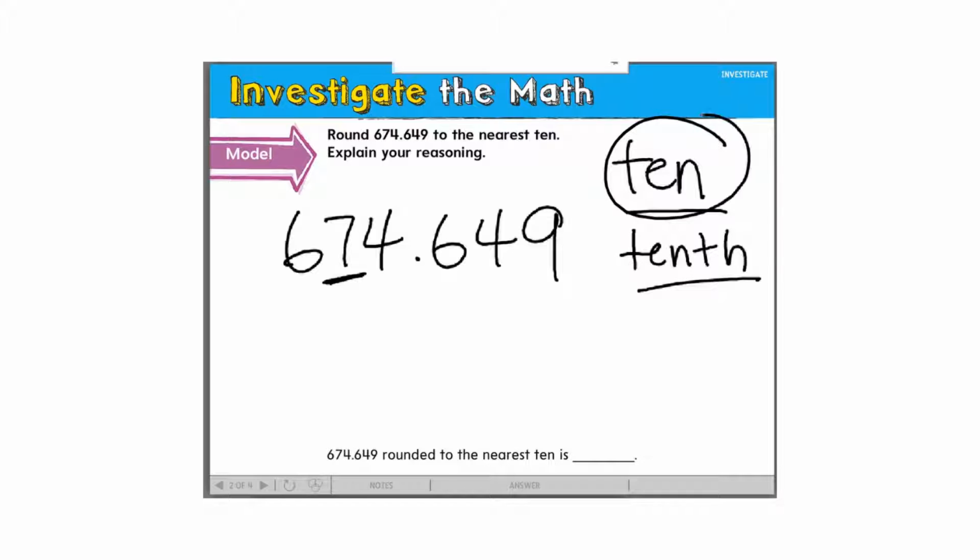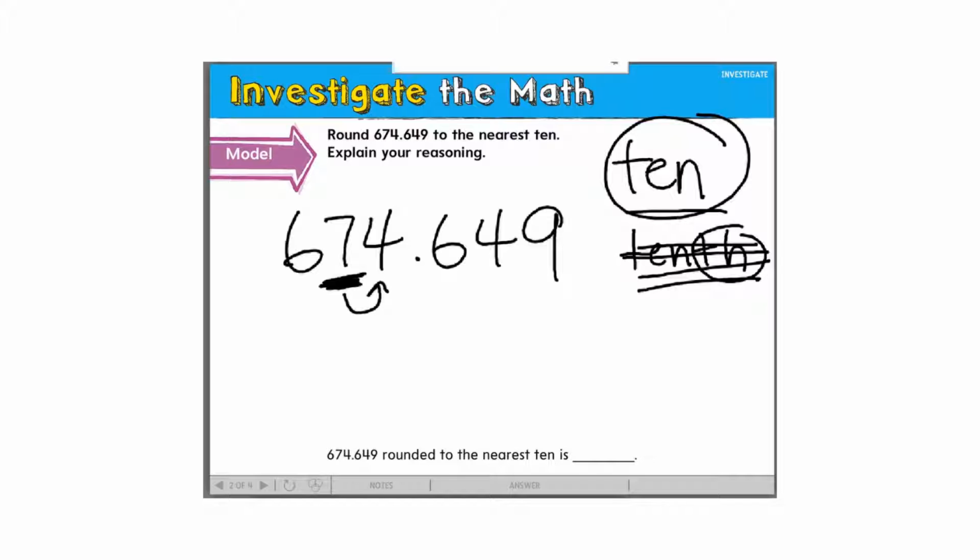This number is 10, which is before the decimal point. This is like your old place value, without these other numbers here, the 649 at the end. That's what you already knew about place value from a long time ago. Ones, tens, hundreds. This number did not say tenth. It said 10. So the tens place is the 7. We look to the right.